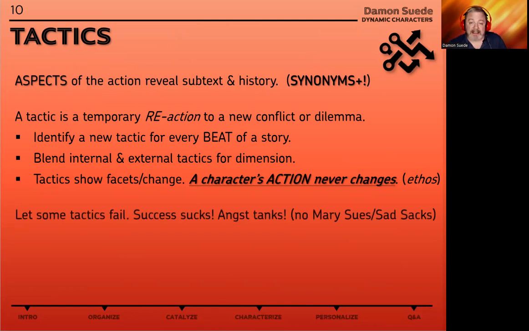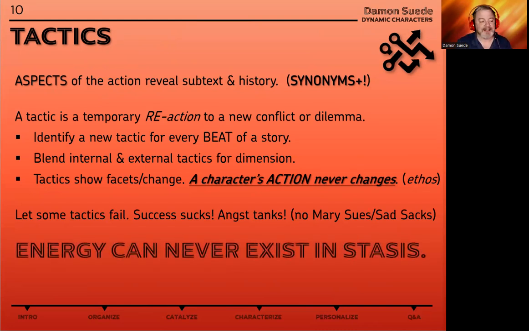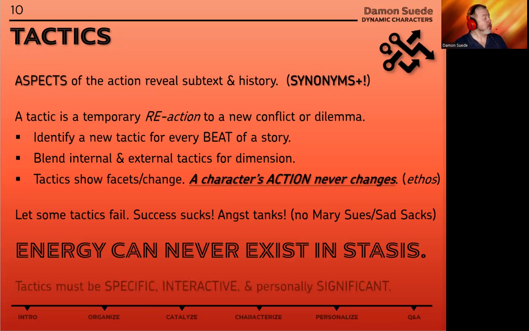I'll also, as a tip, say, let some tactics fail, right? Everything can't succeed all the time. Everything can't fail all the time. Success sucks. Angst tanks. This is why Mary Sues are pretty awful as game characters. This is also why sad sacks are terrible. If everything is already predetermined, if success or failure is already baked in, who gives a what? Energy never exists in stasis. Nobody wants to sit around and do nothing in a game. They want to make choices that matter, right? And so you want your tactics to be specific and interactive and significant to the character. You want them to resonate.